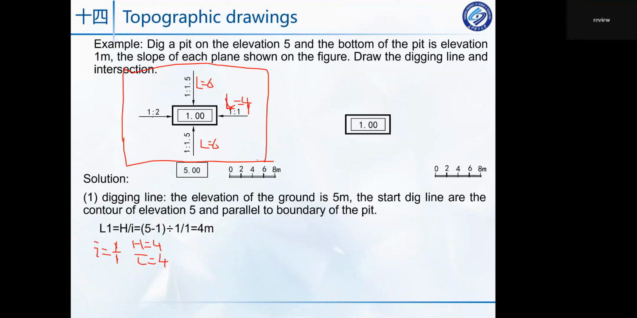And here the slope is not as big as the others. It is 1 to 2. So for this one, L is 4 times 2, which is equal to 8. This L is 8. So please check your work.